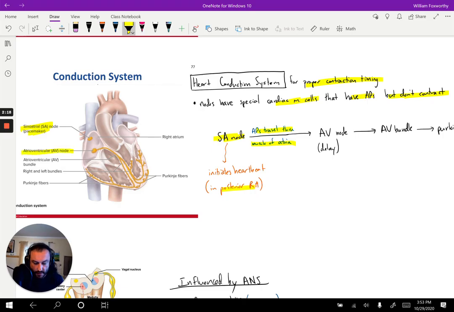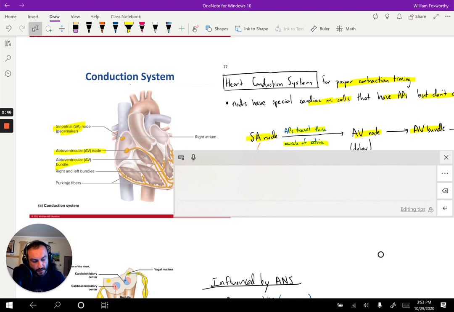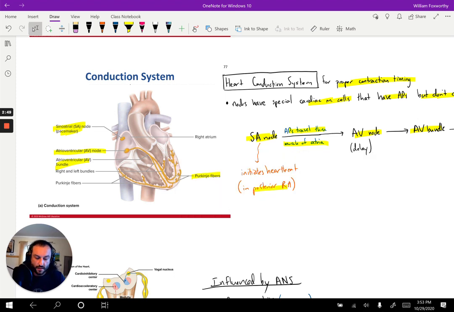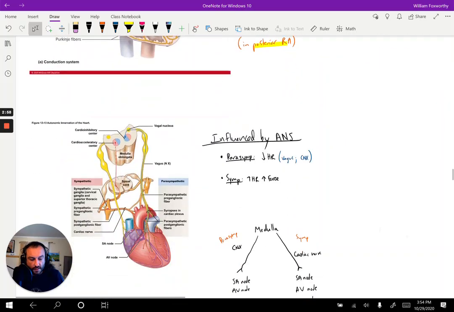The electrical activity then comes to the atrioventricular node, and the atrioventricular node functions to delay the electrical signal so that it pauses for a moment before going into the ventricles. It then enters into the ventricles through the atrioventricular bundle, which then branches out into these Purkinje fibers. And then the Purkinje fibers convey that electrical activity to the cardiac muscle of the ventricles, and then the ventricles contract. So that's an overview of the electrical conduction system.